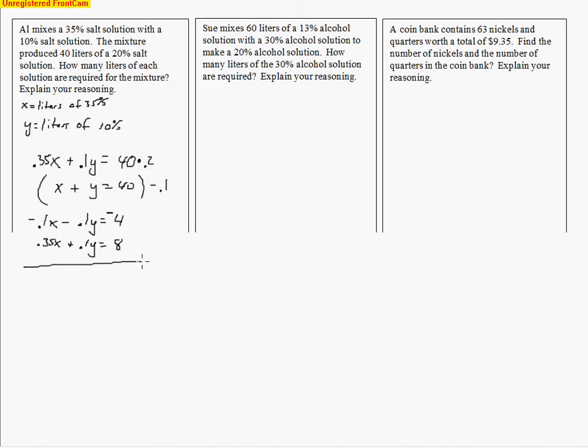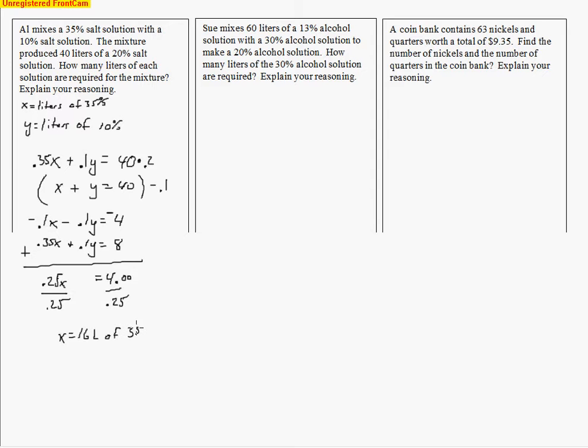So when I add this together, this gives me 0.25x equals 4. The y's cancel out. I used elimination there. And so I'm going to divide by 0.25. Now when you do that, just add the 2 zeros here, and the decimal point will move over. So it's really 25 into 400. And 25 goes into 400 16 times. So X equals 16. So 16 liters of, and X is up here, it's the 35%.